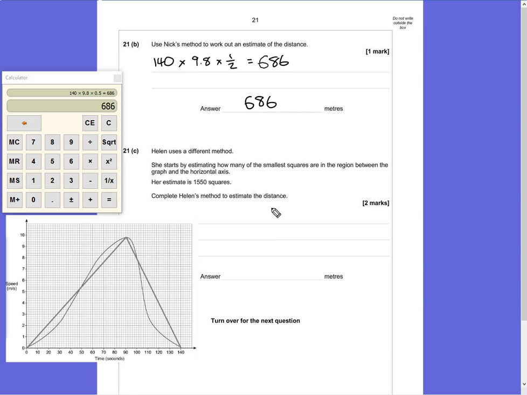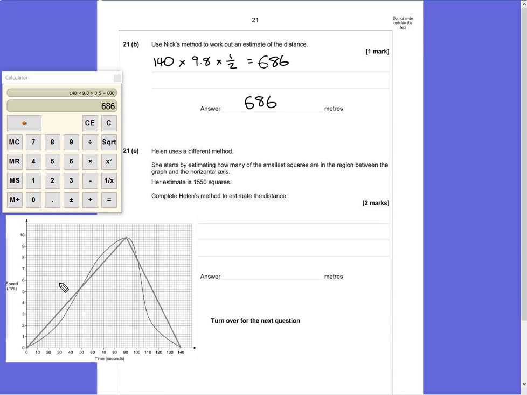For question 21c, Helen uses a different method. She starts by estimating how many of the smallest squares are in the region between the graph and the horizontal axes. Her estimate is 1,550 squares. Complete Helen's method to estimate the distance.